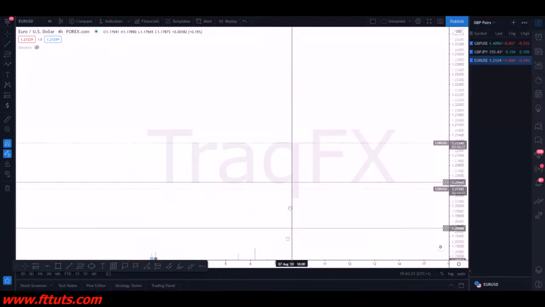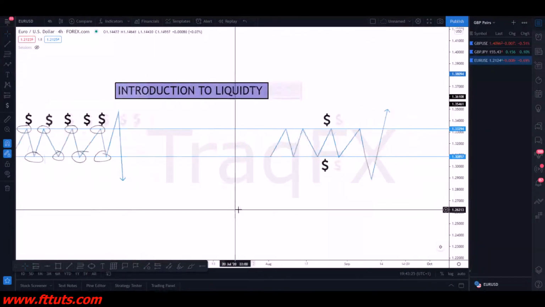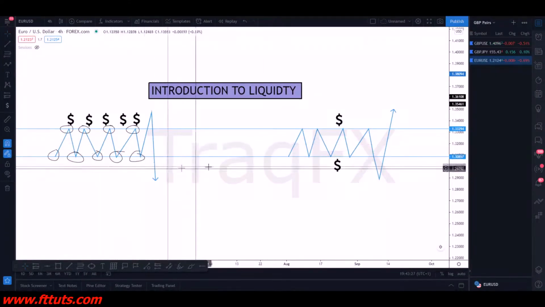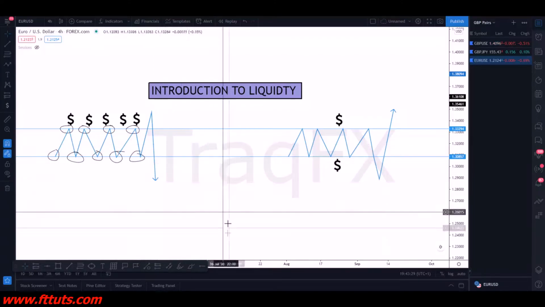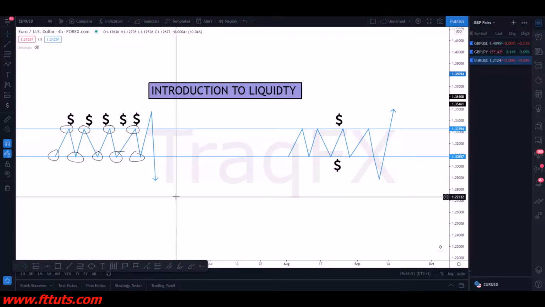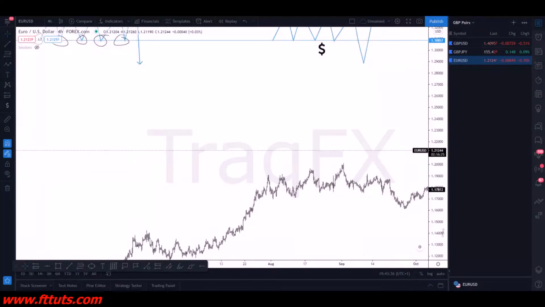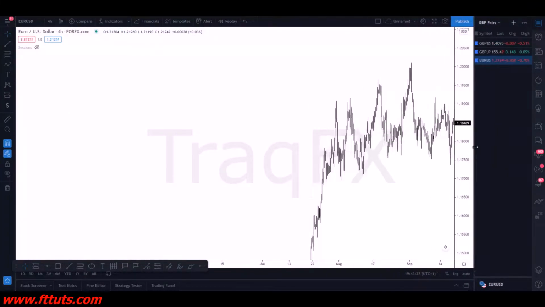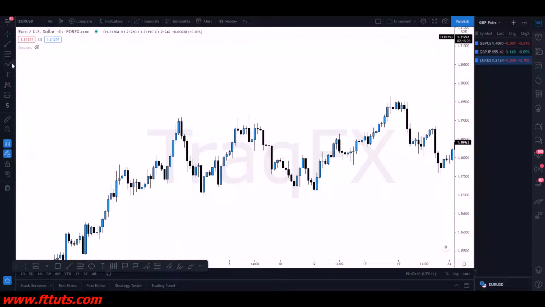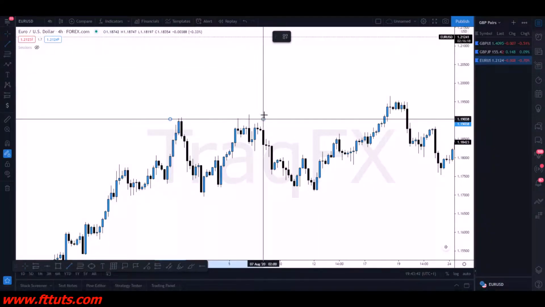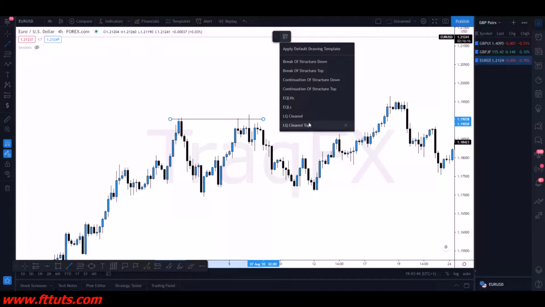Now remember, it's not going to look this clean like I showed you guys in the example. It's never going to look like this. Sometimes it will be really messy, but you just have to get the overall idea of how the retail trader is thinking. So right over here, this is what we're seeing happening. The retail traders are thinking about selling at this level of resistance right here, and this means there's liquidity above equal highs.